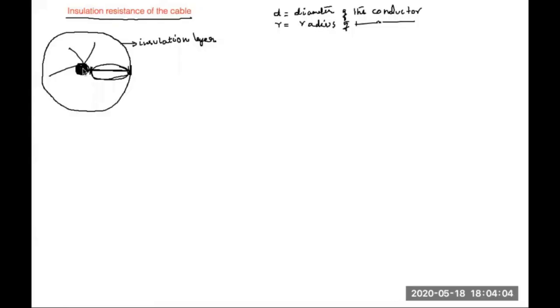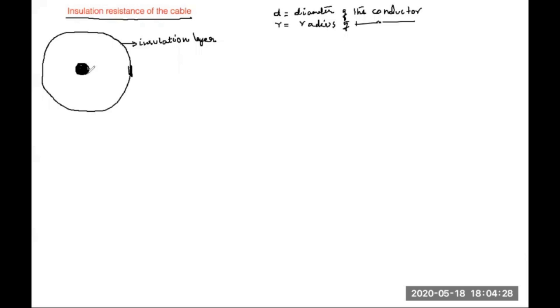So the conductor is at the center. From here till the outer layer of insulation, how much resistance is offered by these insulating layers to the flow of current, or to the leakage current? That I have to find. Clear? So let me erase this. Now, did you understand what I'm doing?